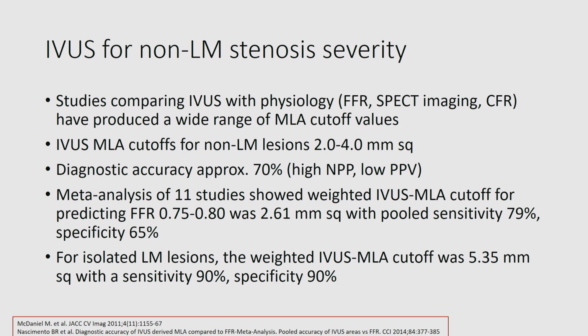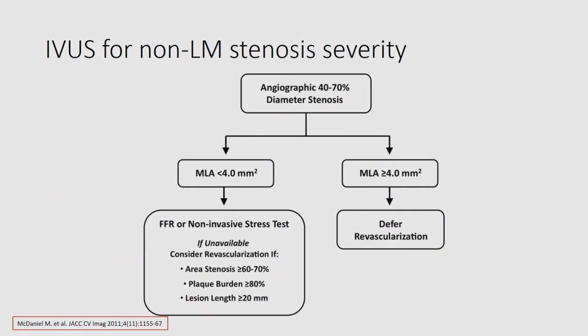So for non-left main stenosis, IVUS luminal area has a large gray zone. A recent meta-analysis suggested that to pick a significant stenosis in a vessel that will correlate with a significant FFR range is somewhere around 2.6 millimeters squared. But the sensitivity and specificity is rather low, so it's not really a recommended way of identifying significant stenosis in the vessels.